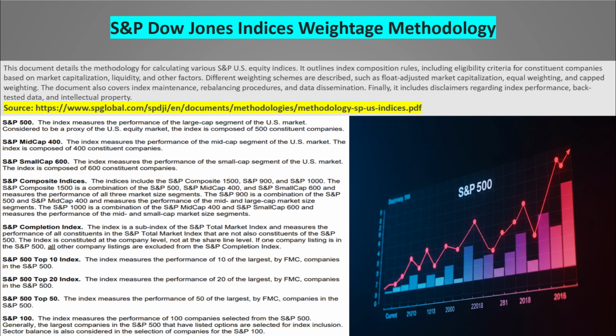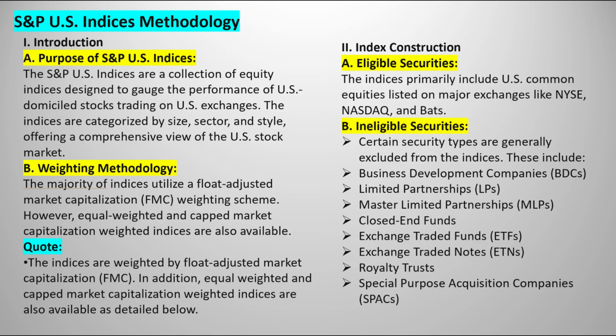By the end of this deep dive, you'll be seeing the market through a whole new lens, understanding how these benchmarks shape our view of the stock market's ups and downs. It's pretty fascinating stuff. So first things first, let's zoom out and get the big picture. The source tells us S&P US indices are all about tracking the performance of US companies, which, on the surface, seems pretty straightforward. Sure, sounds simple enough.